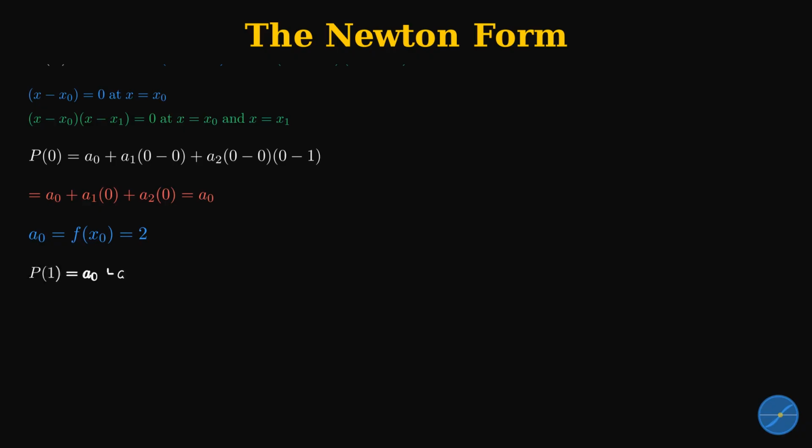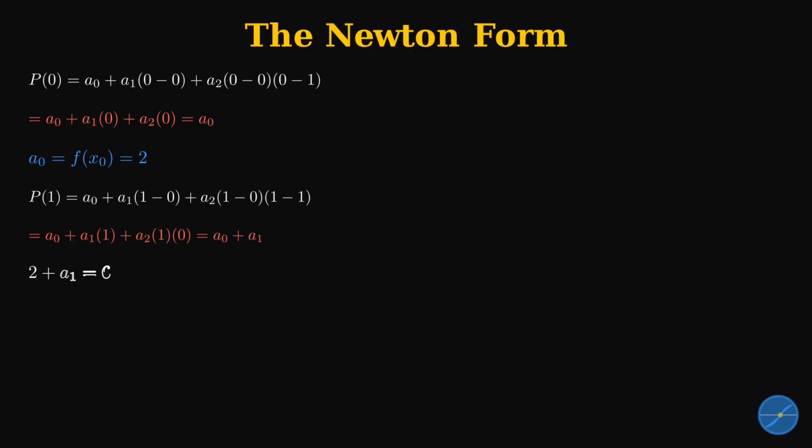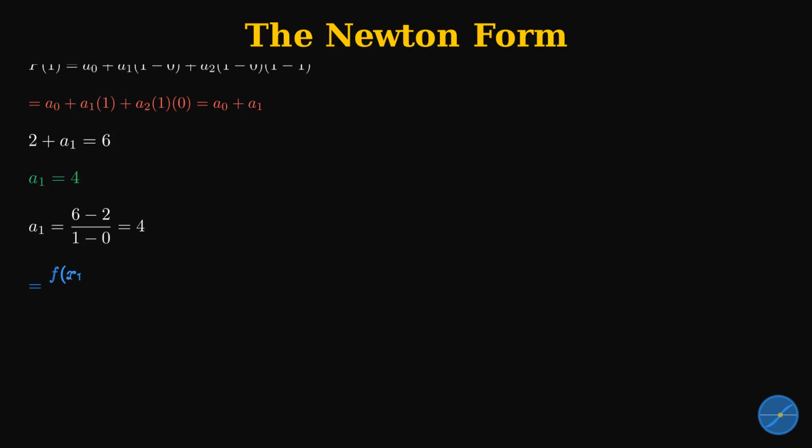Now the second point x equals 1. The last term dies because it carries x minus 1. What's left is a0 plus a1 times 1. We know a0 is 2. So 2 plus a1 is 6. That makes a1 4. Notice what a1 is. 6 minus 2 over 1 minus 0. The change in value over the change in x. A slope. That ratio has a name. We call it a divided difference. This idea is used throughout the method.